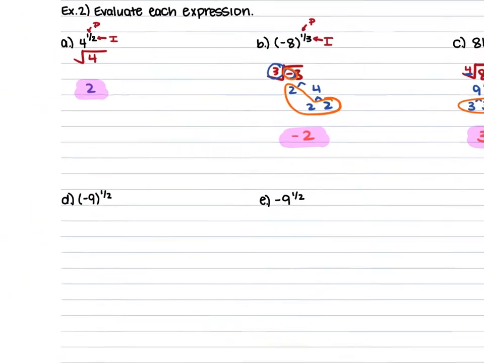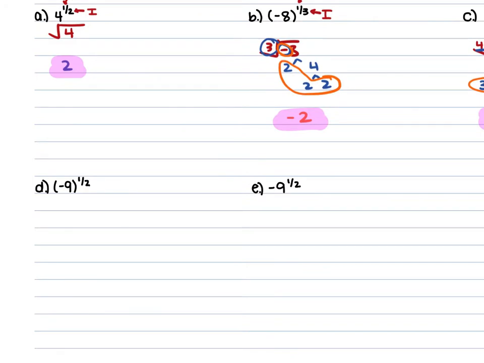For example, D, we have -9 to the power of 1/2. Now this -9 is in parentheses, which means the negative as well as the 9 goes underneath whatever root we're going to be taking based off of that 1/2. Because it's in the parentheses with 9, the negative tells you that you're raising not only the 9 to the 1/2 power, but the negative as well.